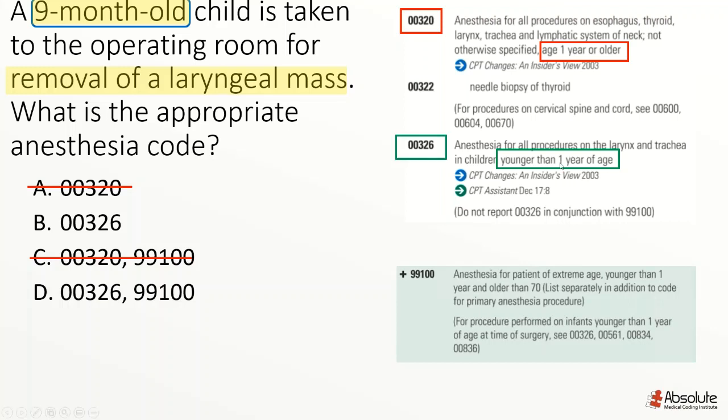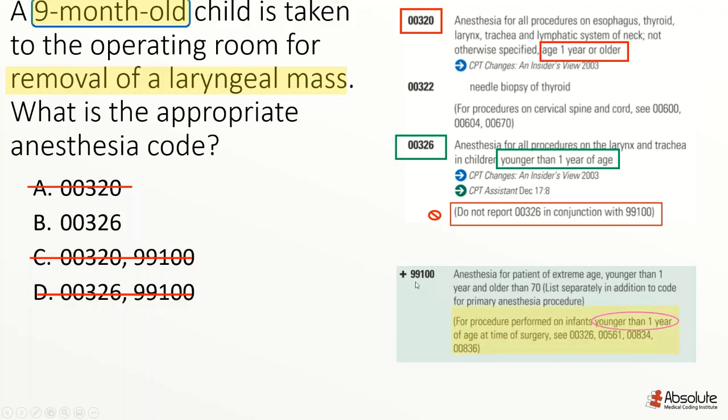00326. All right. I love it. And we have it in both. It is for indeed this patient that's younger than a year old, and it is for anesthesia for all procedures on the larynx and trachea. So we know we're in the right place. All right. So there we go. Now, there it is. Do not report 00326 in conjunction with 99100. Oh, man. Yeah, that's a good code, but we can't use it with this. So that one's off the table.